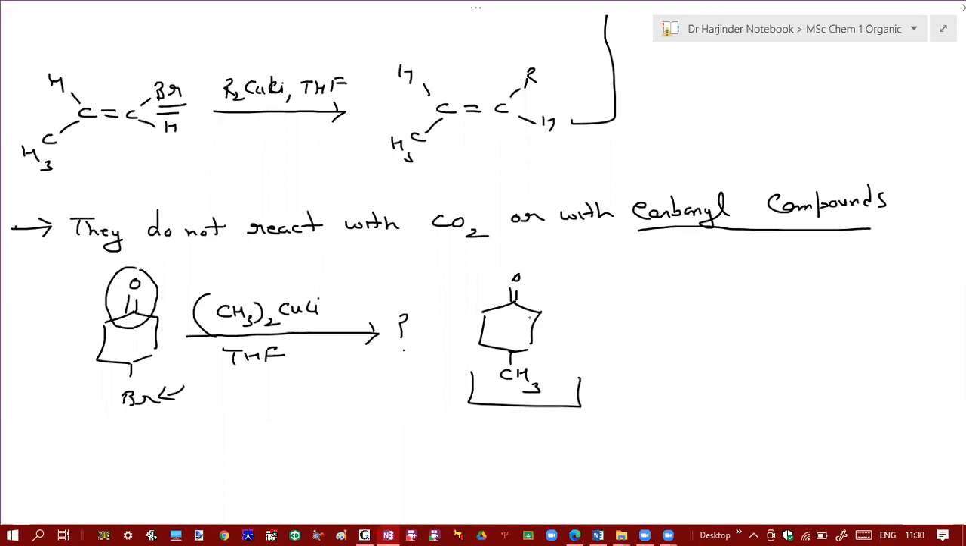Okay, so this is a very important reaction. Here, this nucleophile does not undergo reaction with carbon dioxide or with carbonyl compounds. So the reaction becomes very, very selective.